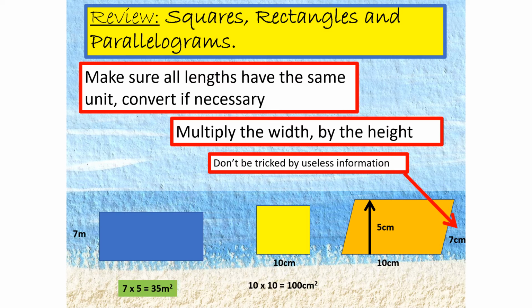The third diagram is a parallelogram. Now, don't be fooled by this. There is information usually given in the question which you should not use. To find the area of a parallelogram, we always multiply the base by the perpendicular height. And as you can see from the diagram, the perpendicular height is 5 centimeters, not 7. So the area of the parallelogram is 50 centimeters.